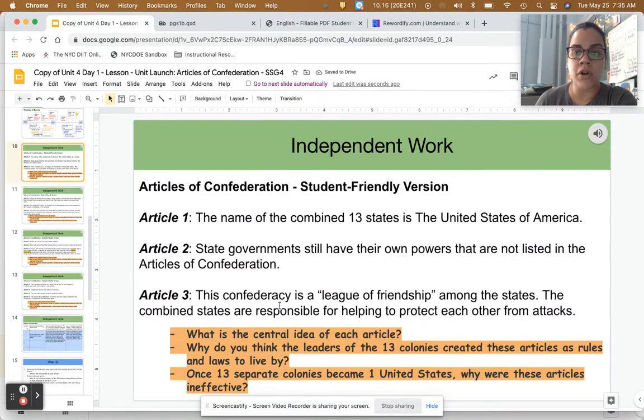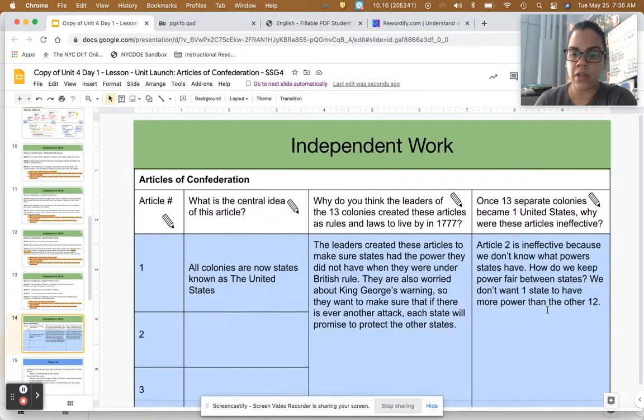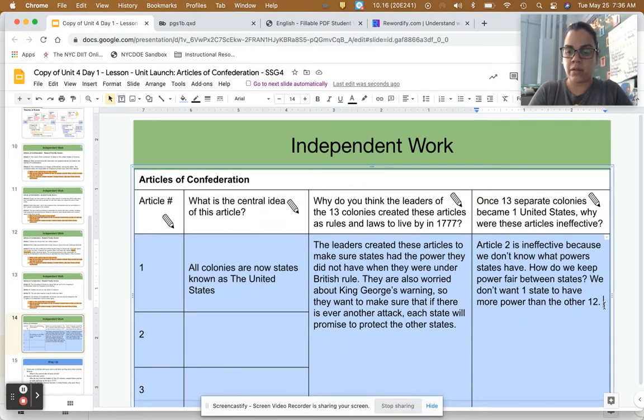So let's think about Article 3. I want you guys to think about Article 3. A league of friendship among the states. The combined states are responsible for helping to protect each other from attacks. What would be the problem? What problems could arise now that we're all one country? What are you thinking? Jot your thoughts about Article 3 on your slide.